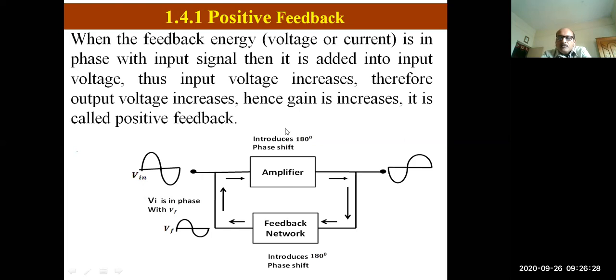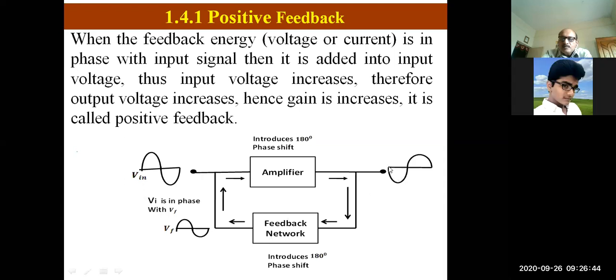The CE amplifier introduces a 180-degree phase shift, because between output and input there is a 180-degree phase shift. This feedback network also introduces a 180-degree phase shift. Here initially there is a negative cycle, which is given to the input of the feedback network. Here we get the positive cycle.